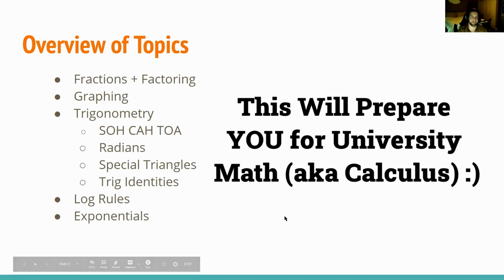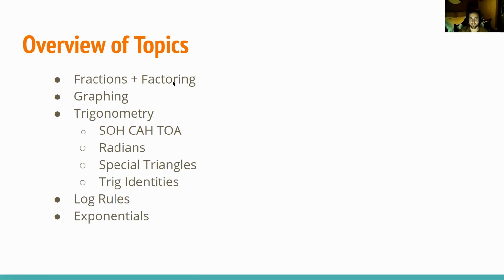So this is what we're going to be talking about. We're going to go into fractions and then also factoring. We're going to be doing some graphing, so that's going to be talking about where two graphs will intersect. And then we're going to look at some trigonometry, SOHCAHTOA, of course, radians, special triangles, some trig identities. And then we'll look at some log rules and then some exponentials.